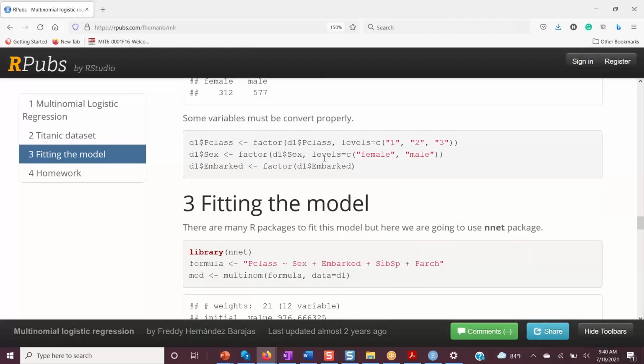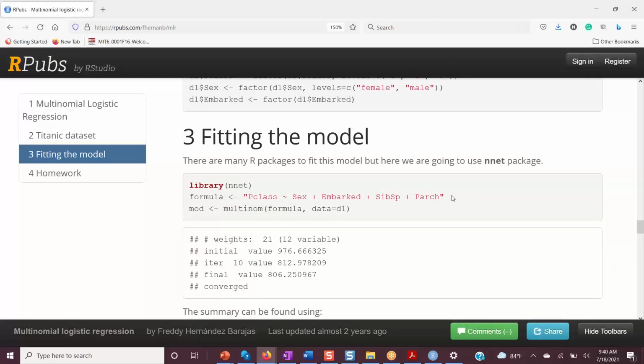And then you are ready to go. Whenever there is a class variable, these are all nominal variables, right? You have to tell the system, our system, that they are all factors. That's what you have to do in R. So you are saying passenger class is a factor, gender, sex is a factor, embarkment is a factor. Now you are ready to build the model.